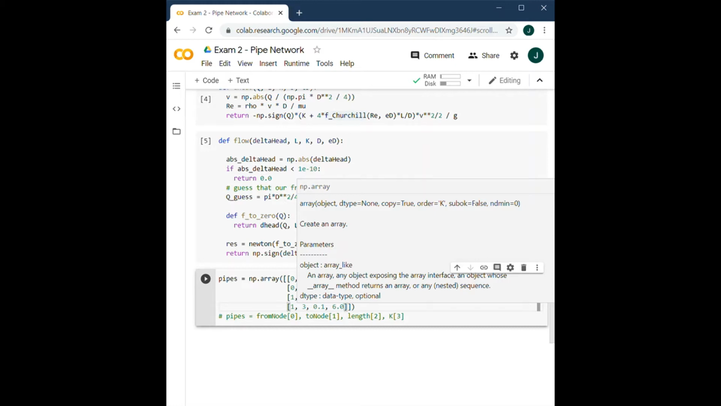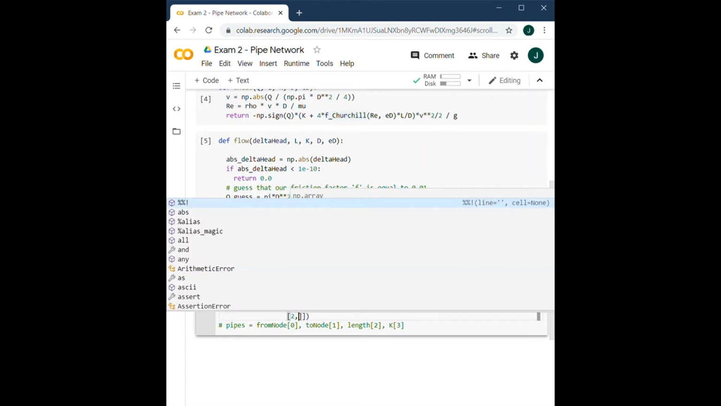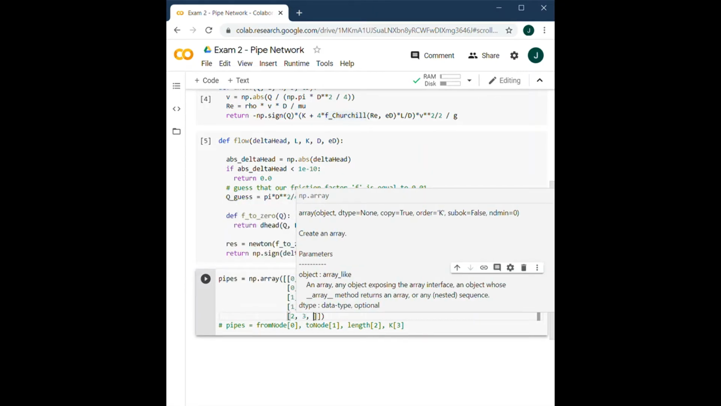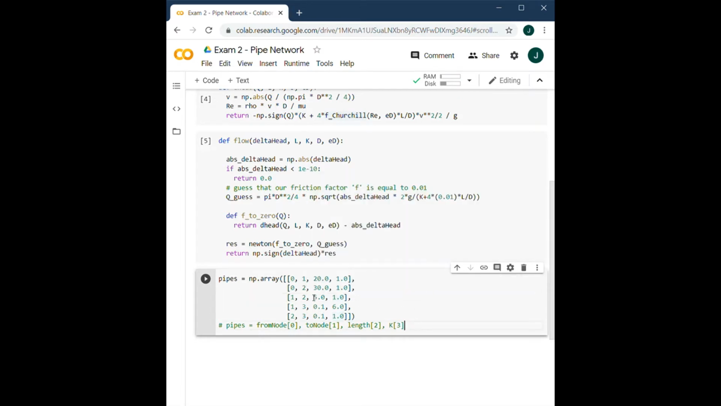And likewise, we're going to guess that the height of node 0 is at 15 meters. And we're going to carry these values through the rest of this network. So, the final pipe in this network goes from node 2 to node 3, has a length of 0.1 and a k value of 1.0. So, clicking this off, we have all of our commas. It looks all good to go.